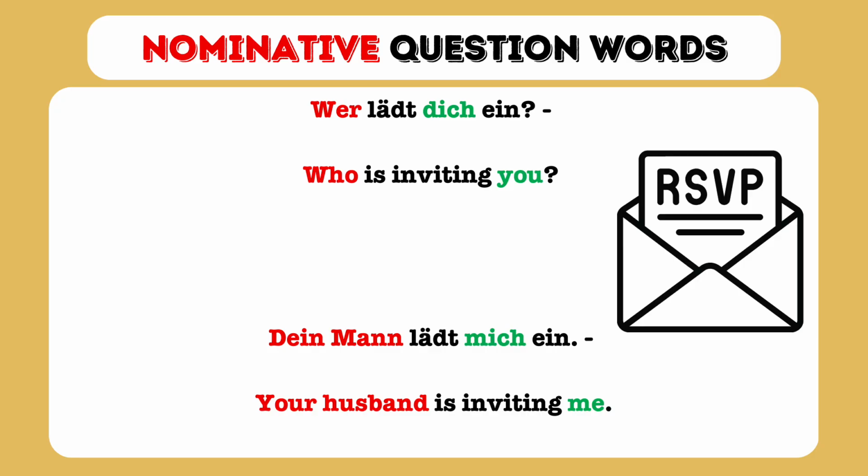Wer lädt dich ein? Who is inviting you? Dein Mann lädt mich ein. Your husband is inviting me. In this sentence, we again have wer as our question word because we're asking about the subject. Who is inviting you in this sentence? We want to know that person that is doing the action of the sentence. We're asking about the subject, so we have to use wer as our question word.